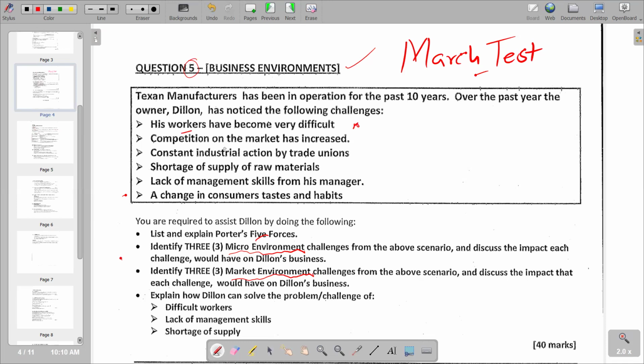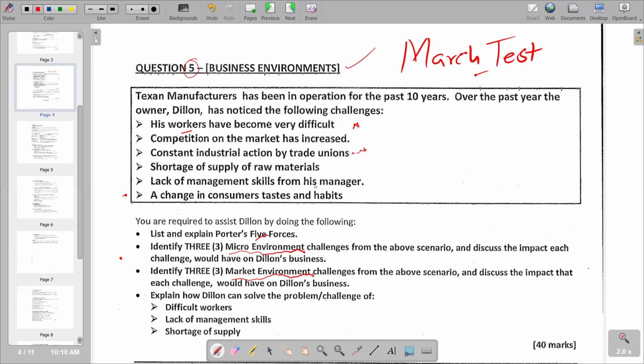And also we try to pick another one, which is something to do with the internal environment. We have got constant industrial action by trade unions. Remember, a trade union is an association of workers. The membership is made up of workers. So obviously, it also constitutes the internal environment. So we have got this one again. And then we try to check another microenvironment element that we have.